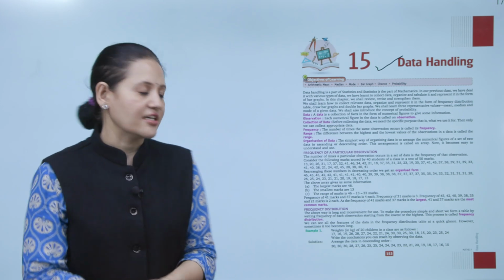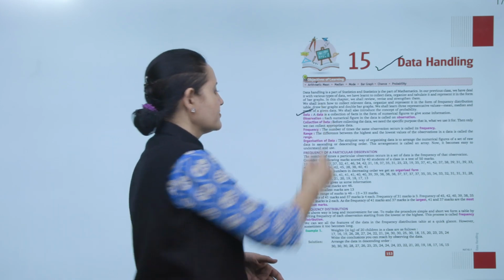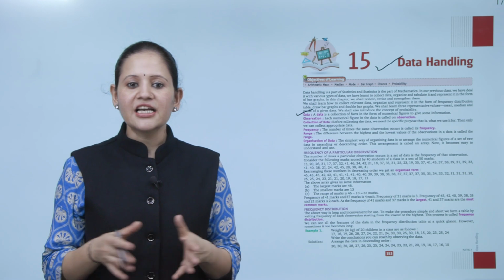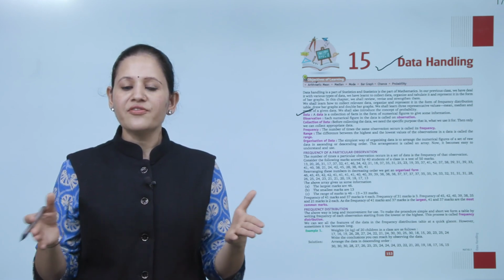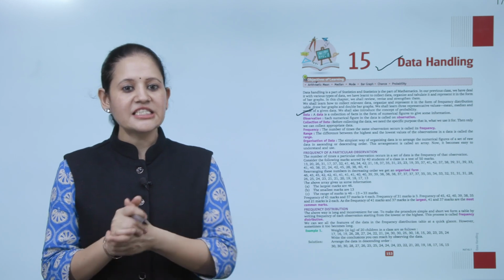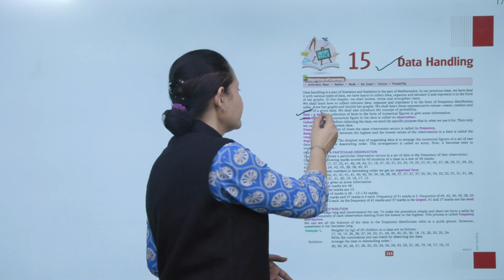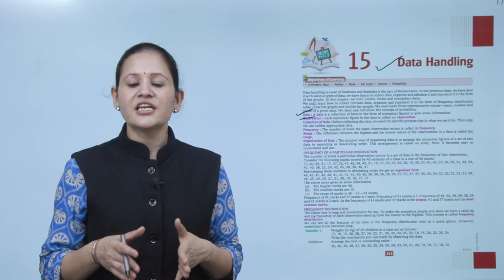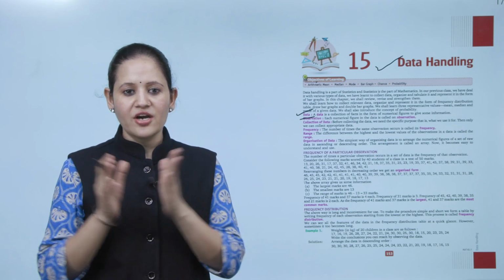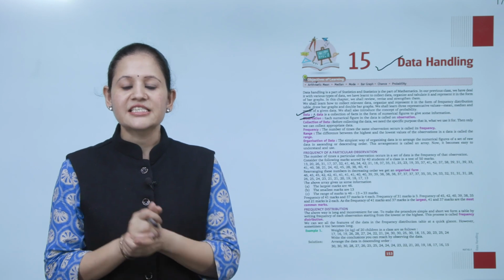So, first is data. Data is a collection of facts in the form of numerical figures to give some information, that is data. Next is observation. Each numerical figure in the data is called an observation. Clear? Next is collection of data.